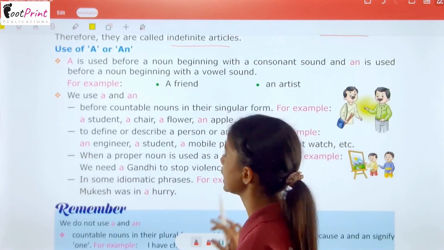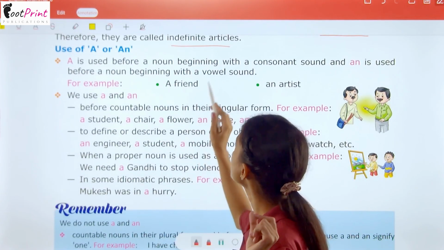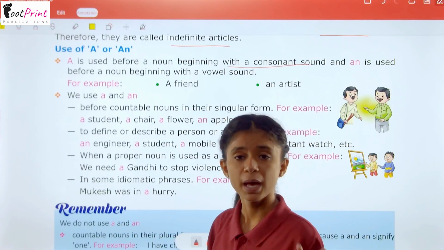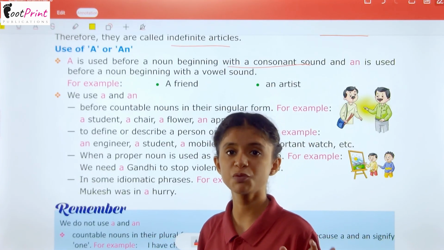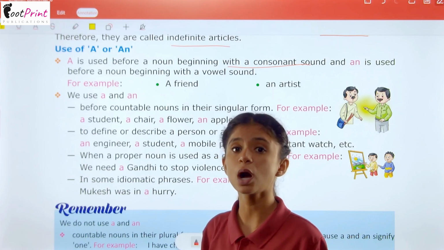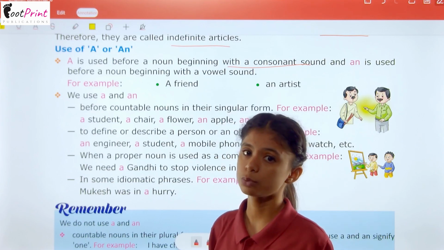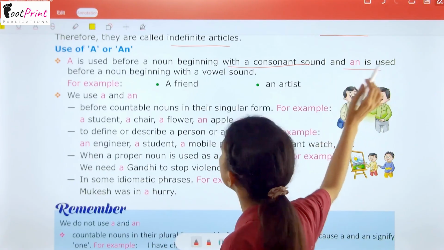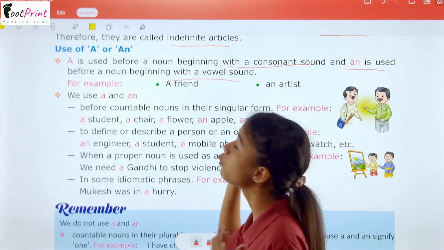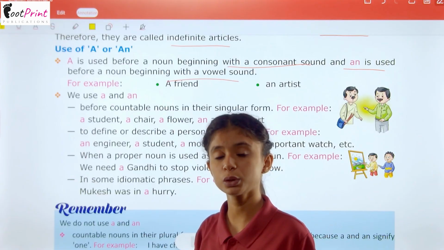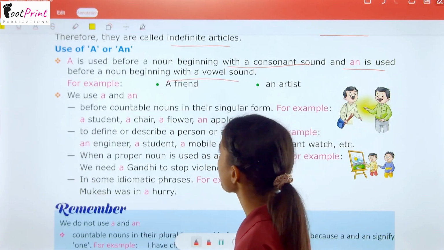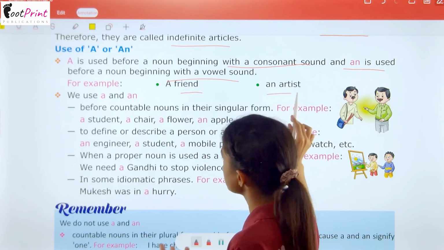Now let's see the uses of a and an. A is used before a noun beginning with a consonant sound. As we already know, a is used before the noun that begins with a consonant sound, not a consonant in particular, but the consonant sound. And an is used before a noun beginning with a vowel sound, not a vowel in particular, but a vowel sound. For example, a friend, an artist.